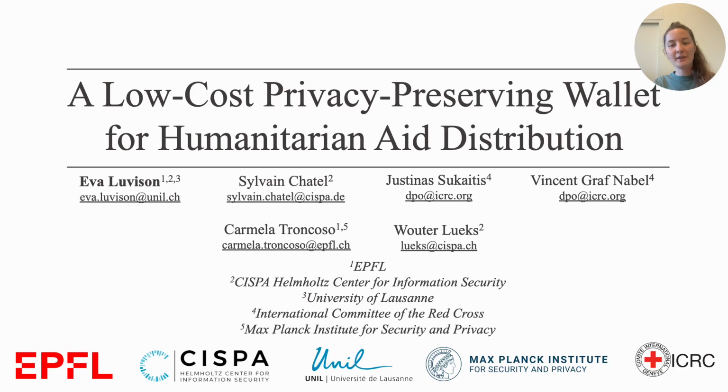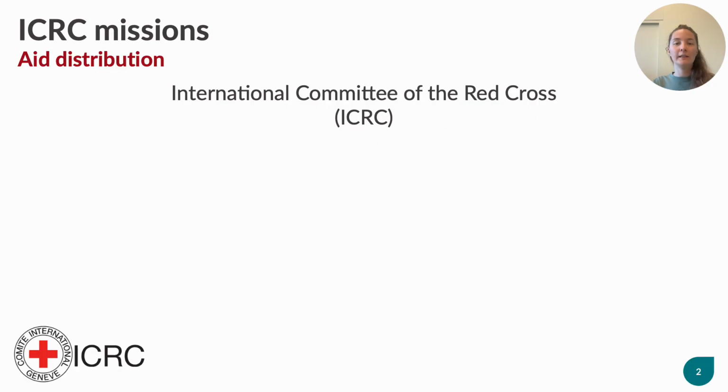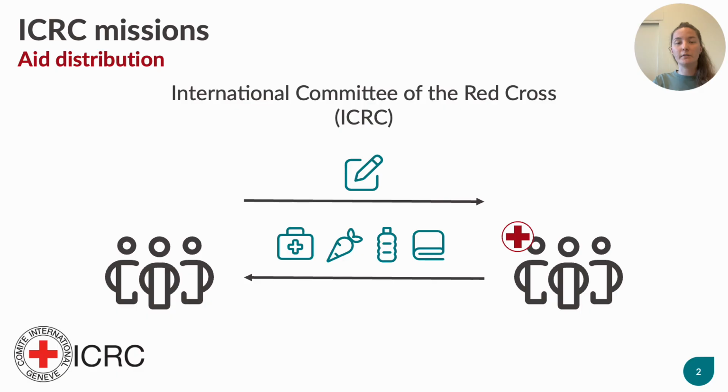Hello, my name is Eva Luison, and let me tell you about how we designed a digital wallet for humanitarian aid distribution. The International Committee of the Red Cross is one of the biggest NGOs in the world. One of their main missions is to bring help to people affected by situations of violence. To do so, people need to register, and the RCRC distributes goods, cash, or medication to them.